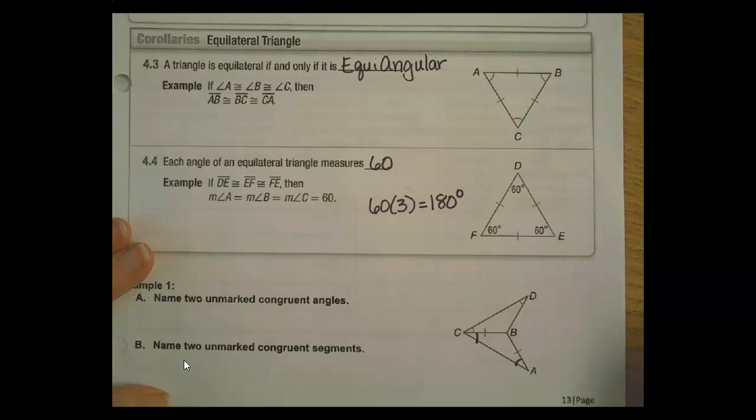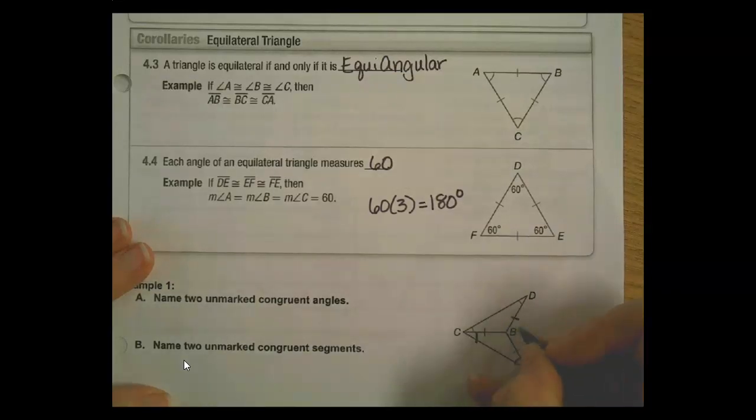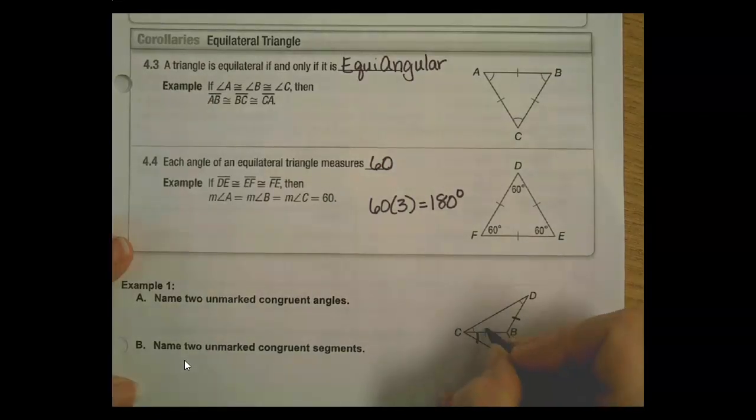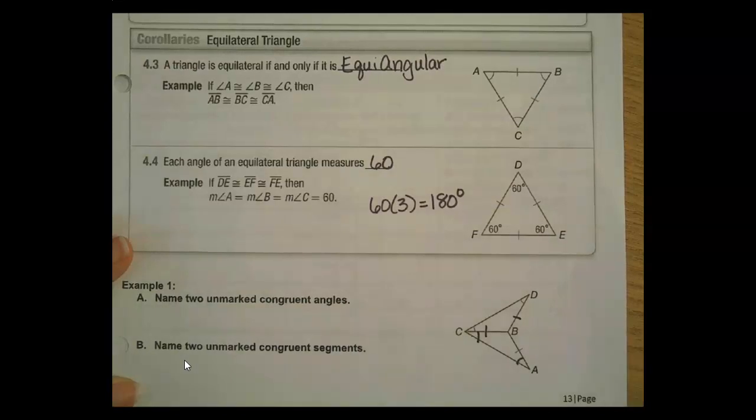Name two unmarked congruent segments, same thing. So this would go to this side, this would go to, where's my other one? That goes with that angle, this goes with that angle, this goes with that. That's only one. Where am I missing one? I feel like I'm missing one. BC, BC, and DB. This one's already marked. Anyway, I think we're good.